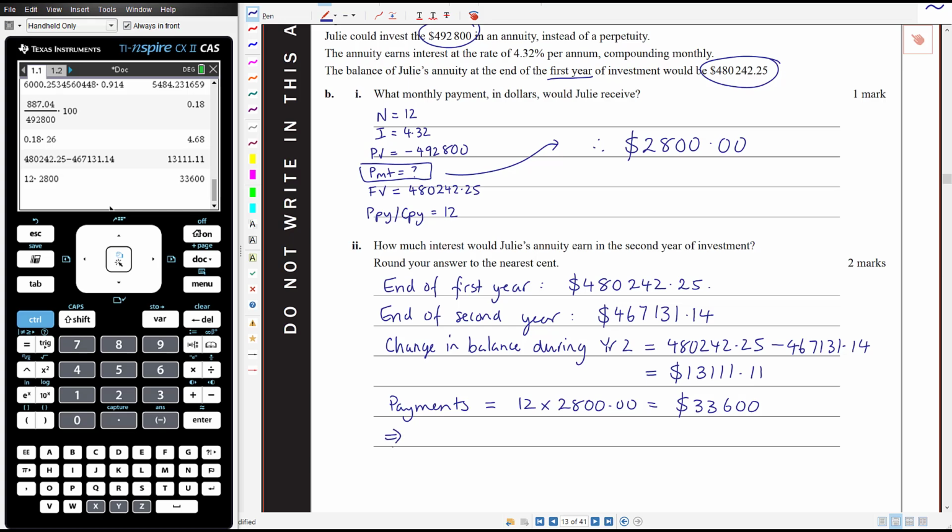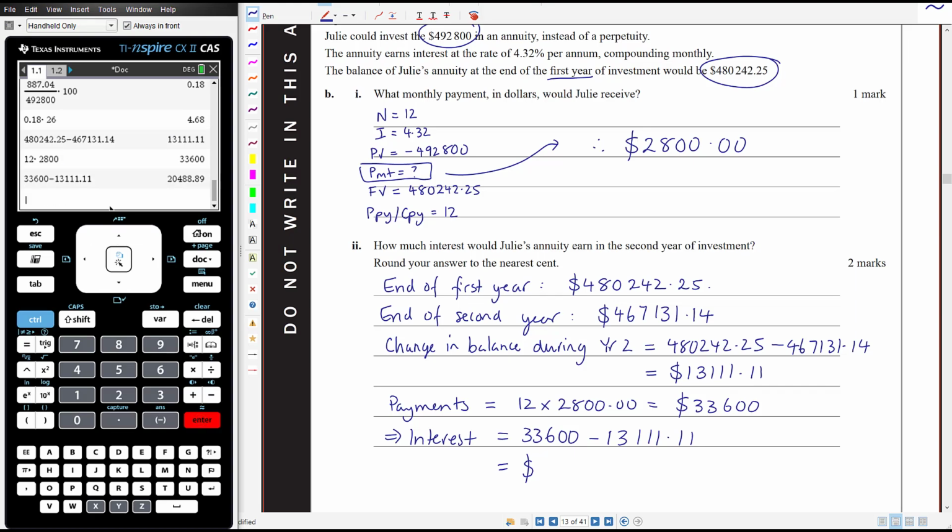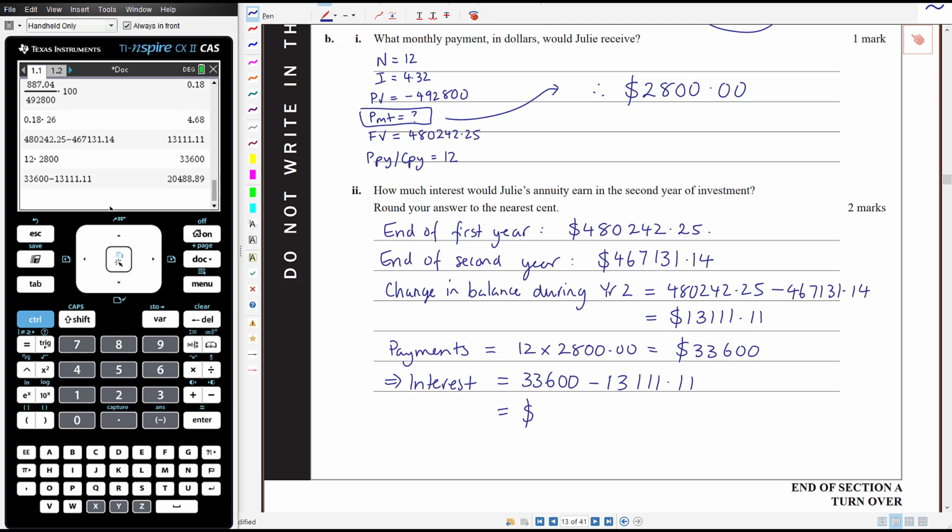So that means that the interest that she's earned in that time is the difference between those two values. So 33,600 minus 13,111.11. And so the interest is going to be that minus that. So during the second year, she's earned $20,488.89 in interest.